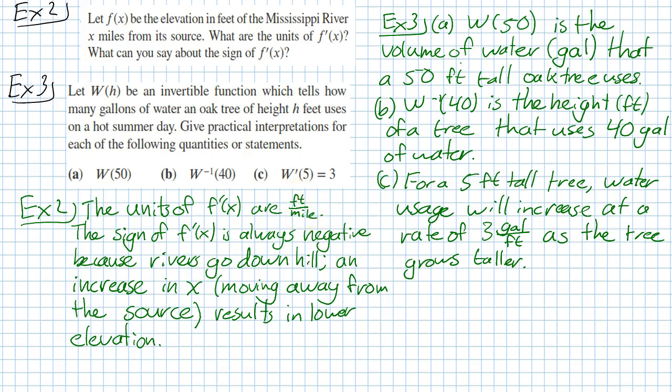So that's why you'd expect the sign of f prime of x to be negative at all points, because rivers go downhill, always. Meaning an increase in x, moving away from the source of the river, away from the spring and towards the ocean, results in lower elevation.